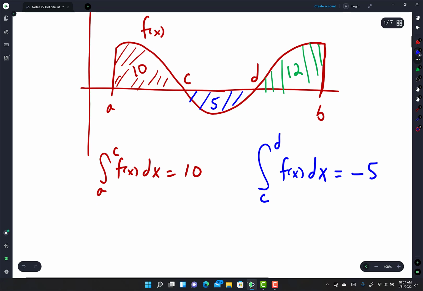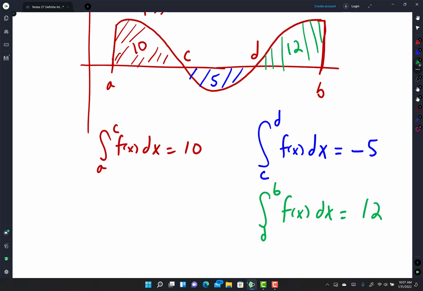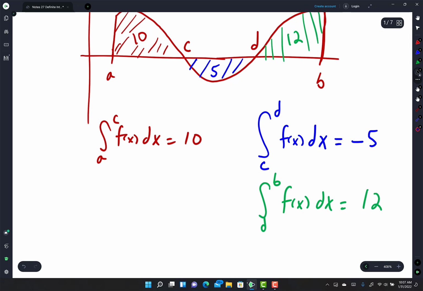So negative 5, and then that one in green. So from D to B. And I know the alphabet's all over the place, but you remember, we're just going left to right, so just look at your picture. F of x dx is equal to 12. And I'm going to write one more integral. The integral, I'm going to start at A, and I'm going to end at B.